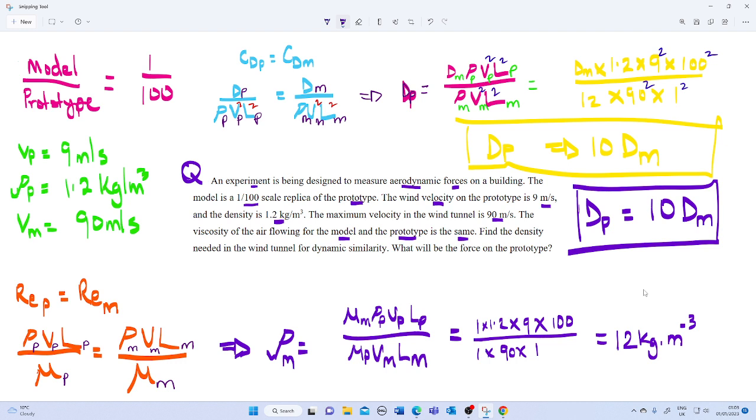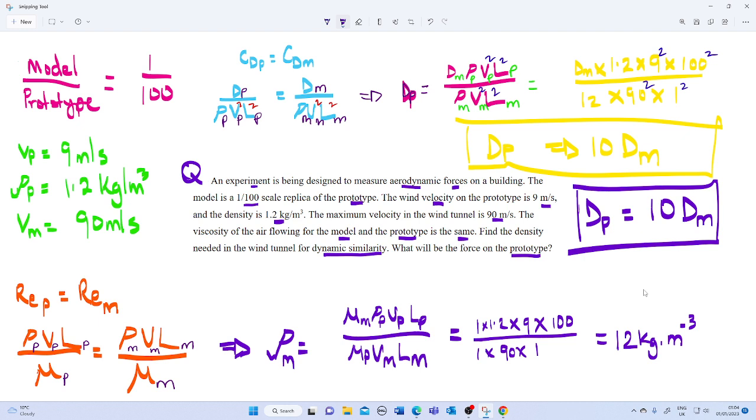Now, calculate the density needed in the wind tunnel for the dynamic similarity. What will be the force on the prototype? Today we are dealing with a similarity problem for a prototype and model aerodynamic experiment. Now, from this particular question, how do we approach this?